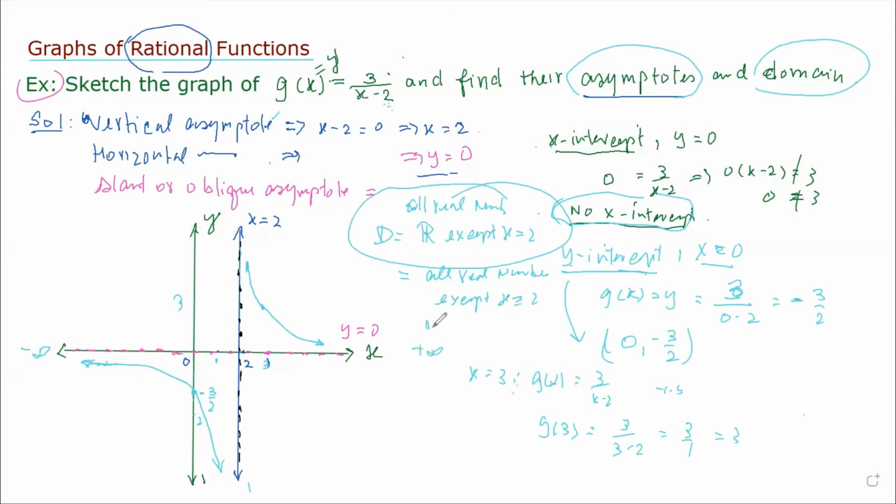Or you can write the domain, maybe that way is better, okay? You can write it like this, in set notation: x in real numbers, except x equal to 2. It can be either way, write it down. Okay, just give the answer as clearly as you can. I think that's all for this question.